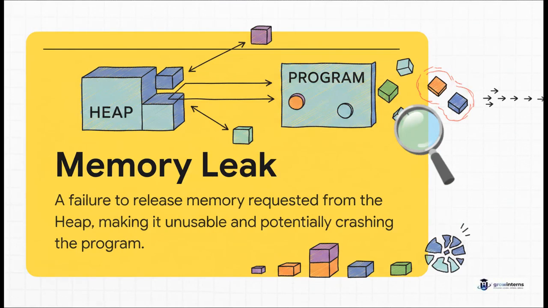So what in the world is a memory leak? Well, think back to our warehouse. A memory leak is when your program asks for a storage space, uses it, and then just walks away and forgets to tell the warehouse manager it's done. That memory is now orphaned. Your program can't use it anymore, but it's not available for anything else either. And as your program runs, these lost little chunks of memory just keep piling up, eating away at your system's resources until your program slows to a crawl or just crashes completely.